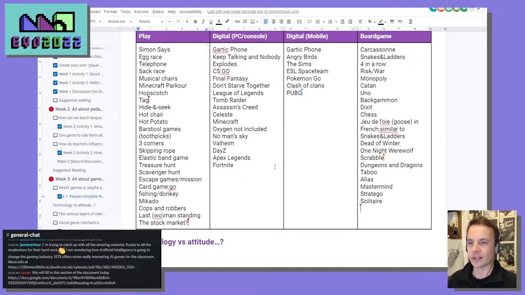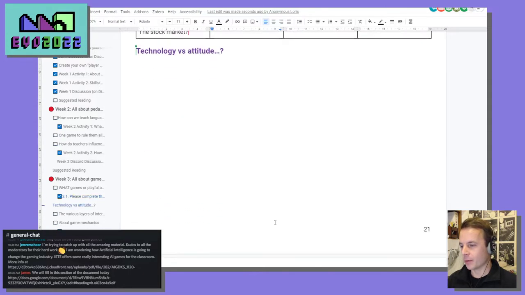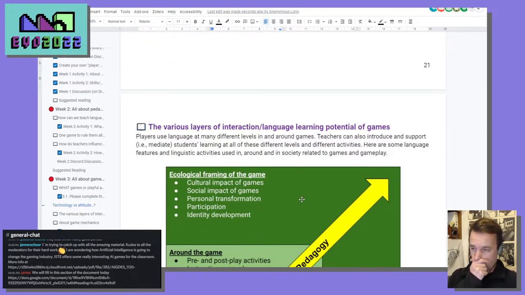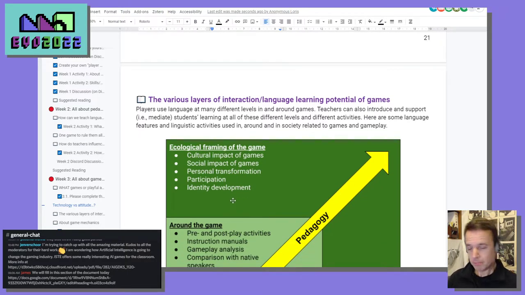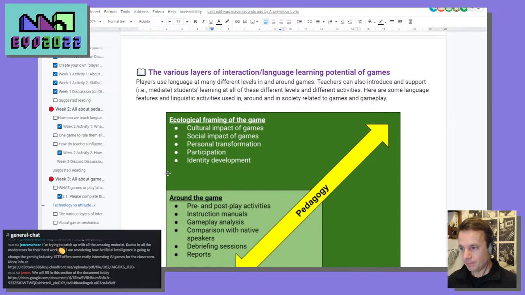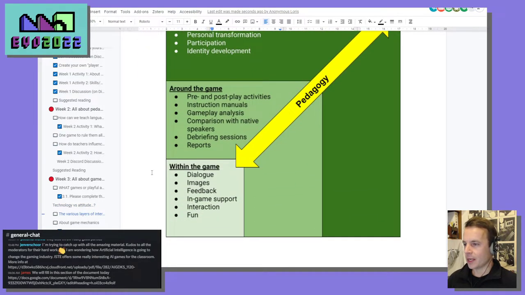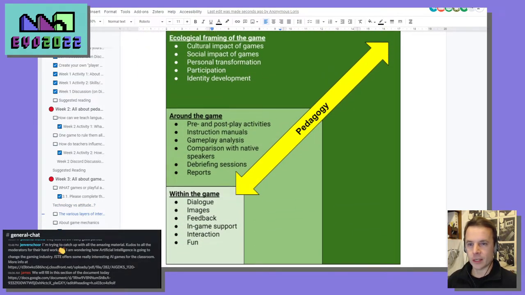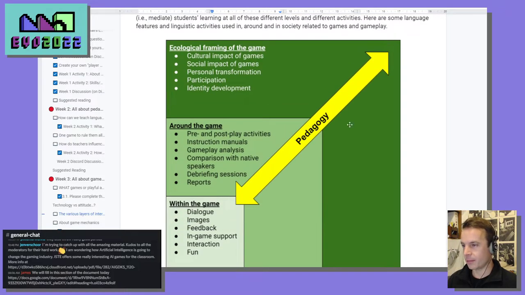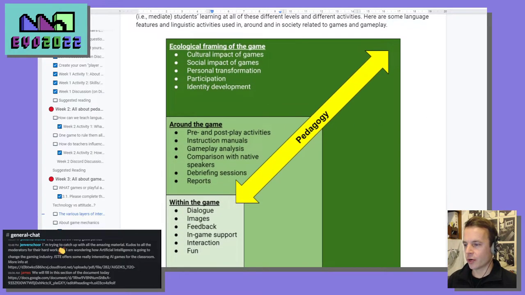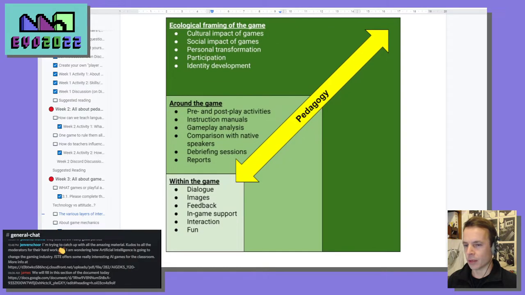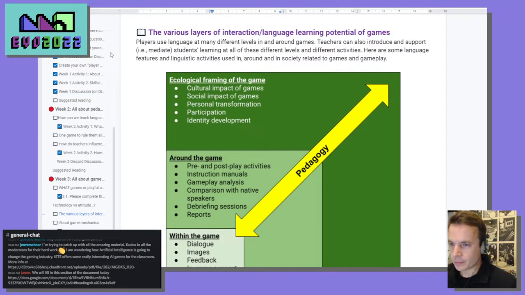Yeah, fantastic. So we've taken some ideas, and basically what we're going to do is look at the various layers of interaction and language learning potential of these games and play. So this is a diagram that we created in our recent paper. And it's to try and look at, well, I'll read the title here again.